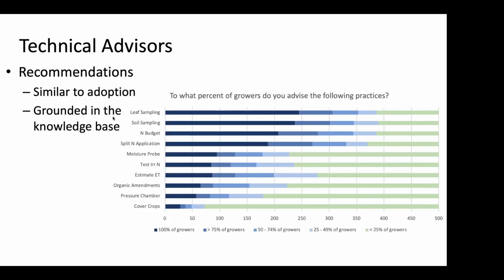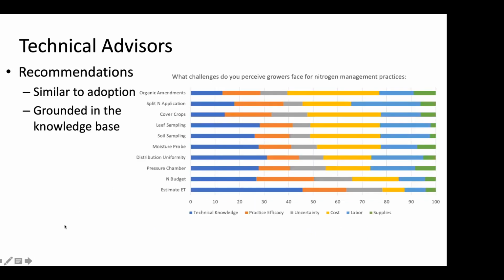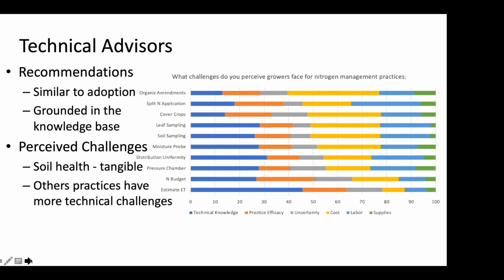So we see some of these fertilizer practices here on top, followed by some of the irrigation, and then lower discussion around some of the soil health and other practices. And we felt that was grounded in the knowledge base, that many of the growers are accessing similar knowledge as the technical advisors, and it looks like there's a clear communication line between the two. But when we asked them about perceived challenges, we actually got a little bit of a different response. We asked technical advisors, what do you think growers are perceiving as the challenges associated with some of the practices, I apologize.